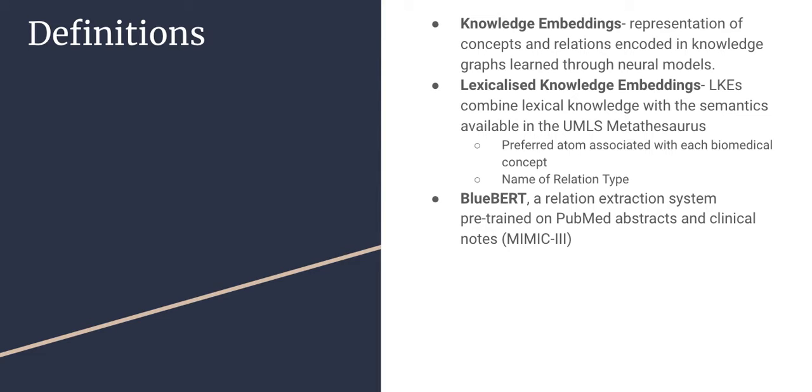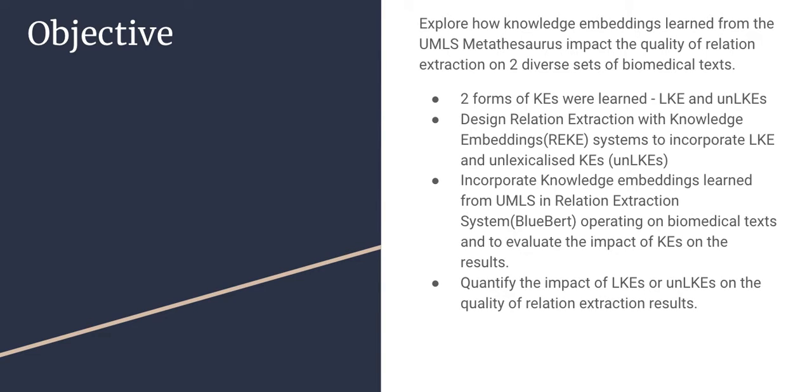And in this paper, the authors have used Bluebird, which is a relation extraction system pre-trained on PubMed abstracts and clinical notes from the MIMIC-III datasets. So, what is the objective of the paper? It is to explore how knowledge embeddings learned from the UMLS Metathesaurus impact the quality of relation extraction on two diverse sets of biomedical texts.